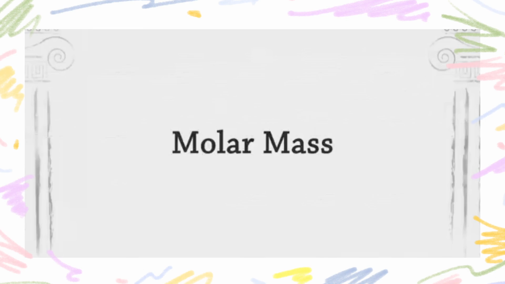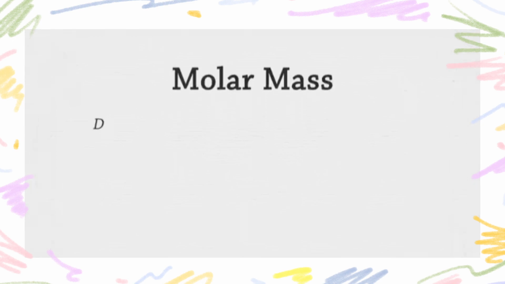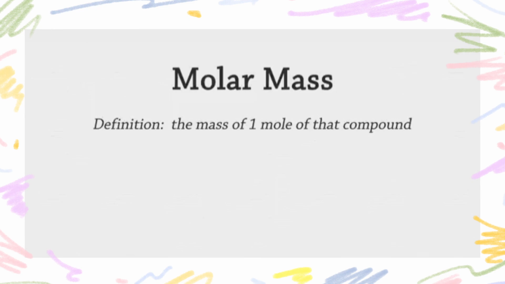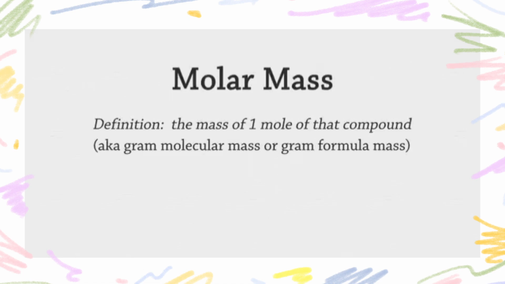Finding the molar mass of a compound is often the first step in more complicated chemistry problems. When we say molar mass, we mean the mass of 1 mole of that compound. Sometimes it's called the gram molecular mass. I'll also explain what is meant by gram formula mass. That's a lot of terms that all sort of mean the same thing, so it's no wonder people get confused.